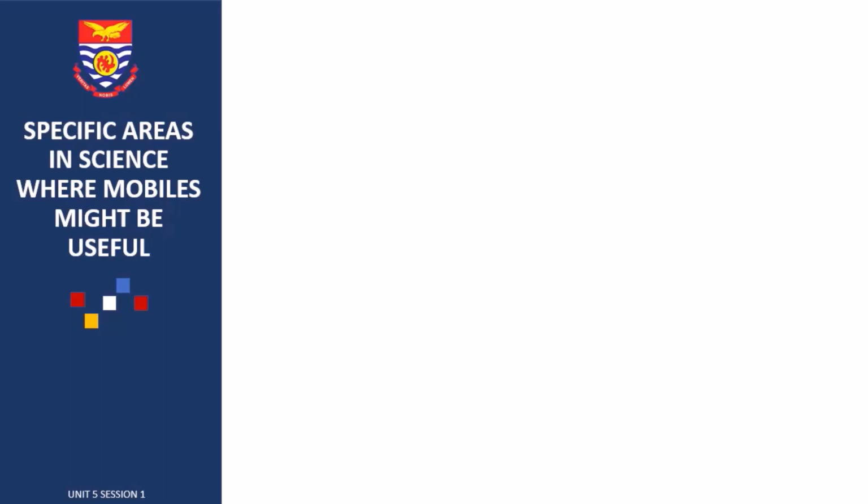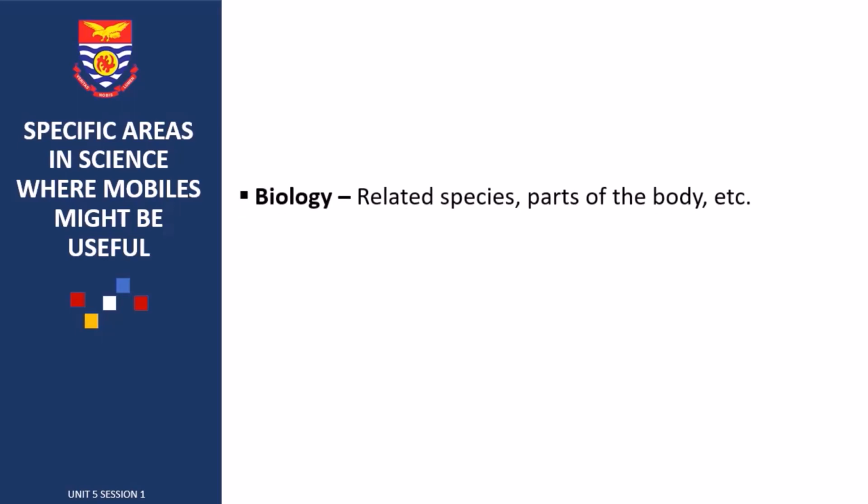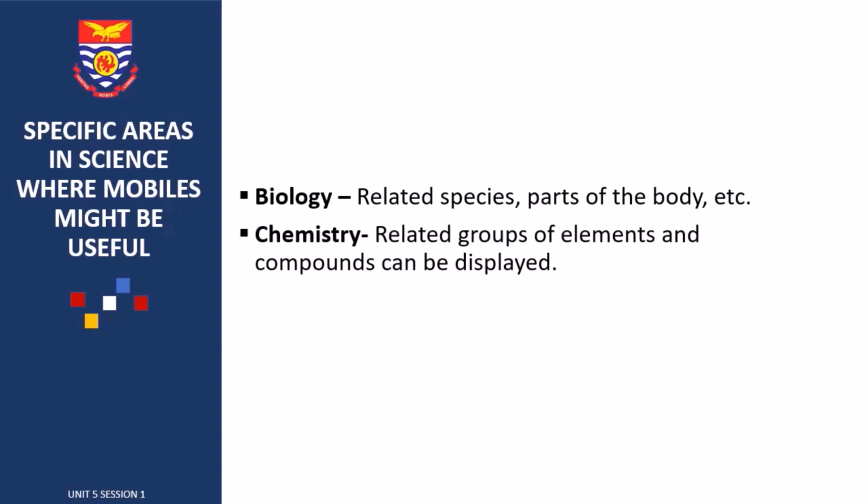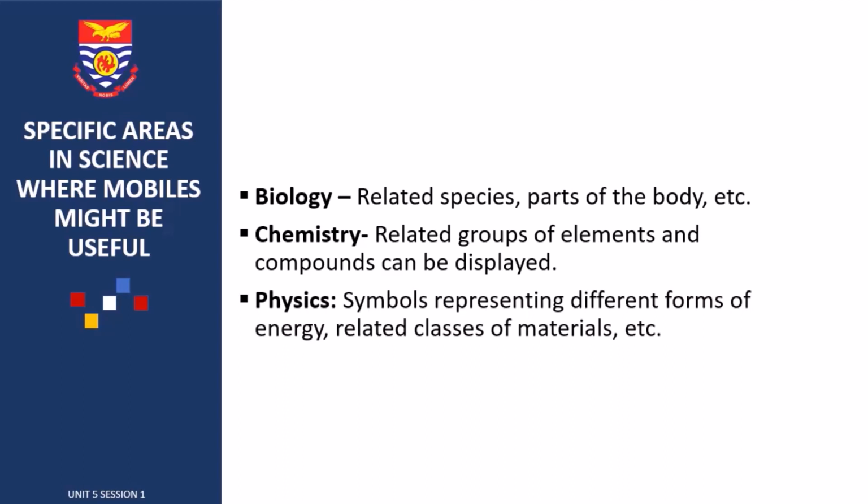Let us look at some specific areas in science and how mobiles might be useful. In biology, mobiles can be used to relate species and also parts of the human body. In chemistry, they can be used to relate groups of elements, and compounds can also be displayed using mobiles. And in physics, they can help to represent different forms of energy and also relate classes of materials.